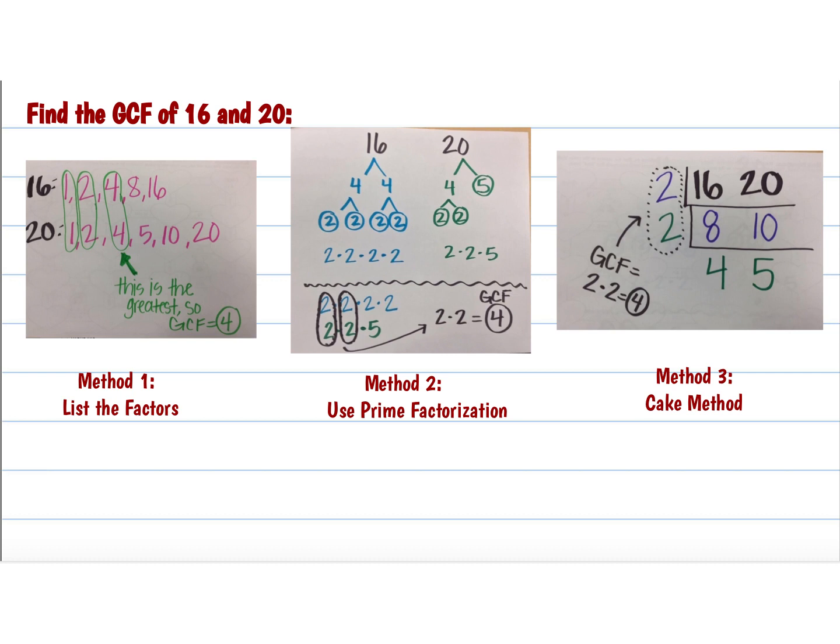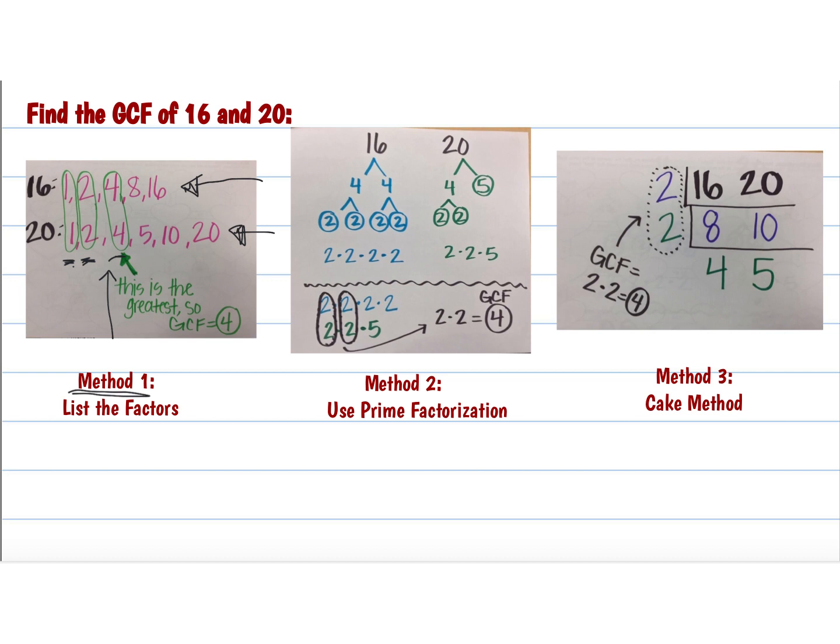But if we're finding the greatest common factor of 16 and 20, there are 3 different ways that we can find it. We can use method 1, list out all the factors. So notice right here, I've listed out the factors of 16 and I've listed out the factors of 20. I've circled all of the ones that they have in common. 4 is the greatest, so 4 is the GCF, or greatest common factor.